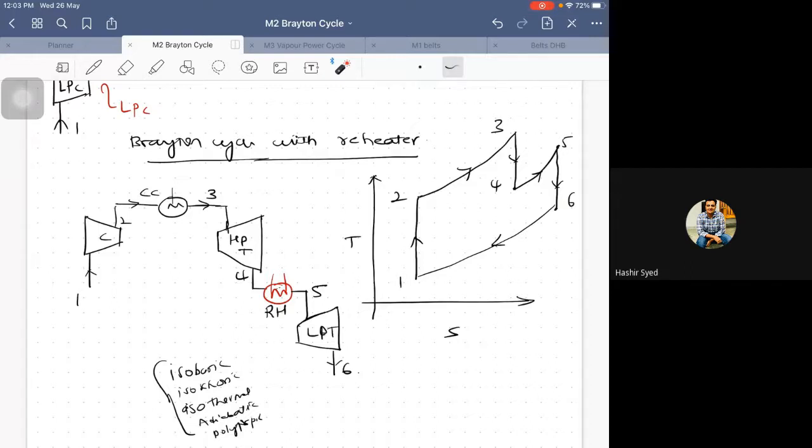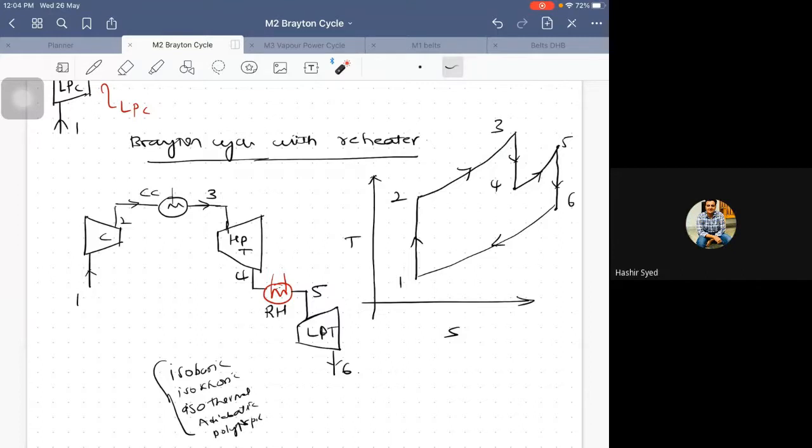Now, the heat addition processes are curved in a TS diagram. 2 to 3 is a heat addition in the combustion chamber. Am I right? 6 to 1 is a heat rejection in the atmosphere. 4 to 5 is again a reheating process, which is again a heat addition. So that is why these are curves. Getting it?